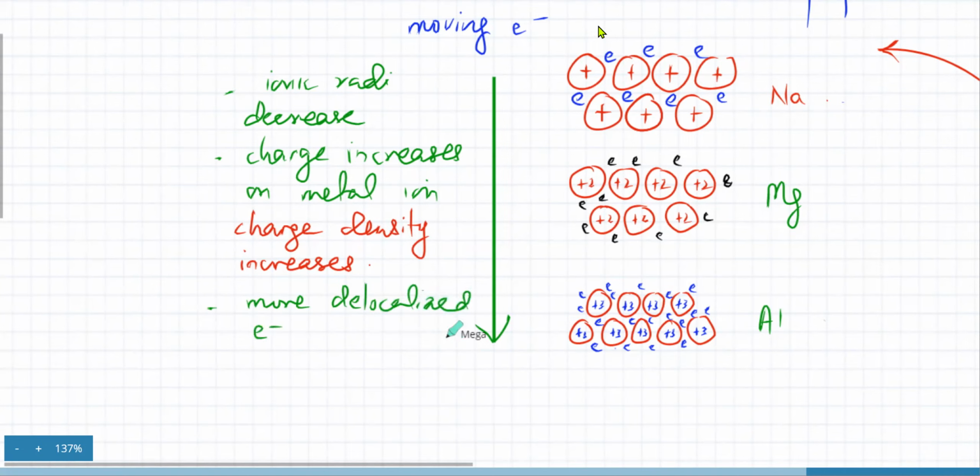I said they also have more delocalized electrons, which is why the metallic bonds are stronger. The metallic bonds are stronger because of all these factors. All these factors lead to the fact that stronger metallic bonds are going to be formed. Because at the end of the day, it's the delocalized electrons that are attracting the positive ions, and the positive ions attracting the electrons back. So they're going to have stronger metallic bonds when you move down the group.